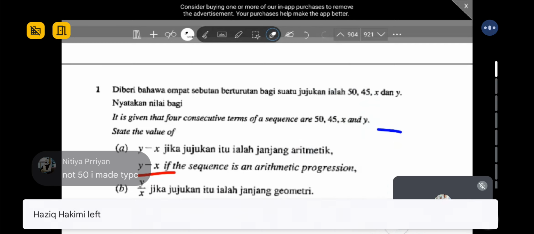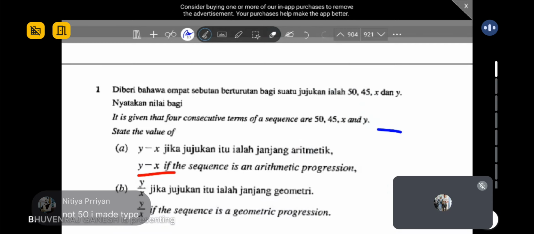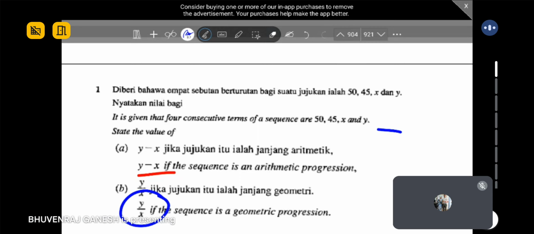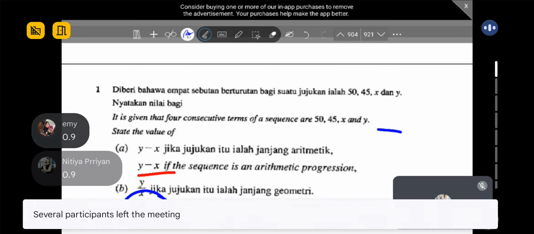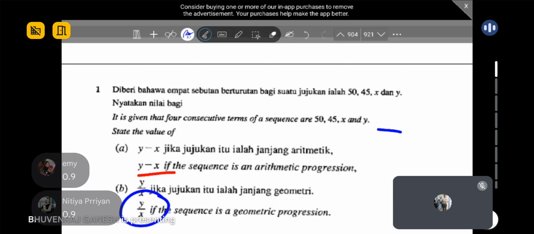Y over X? It's okay. Y bagi X, kamu dapat apa, guys? So Y is 36.5, X is 40.5. So Y over X should be your common ratio. Am I right, guys? Y bagi X akan jadi nisbah sepunya kamu juga.